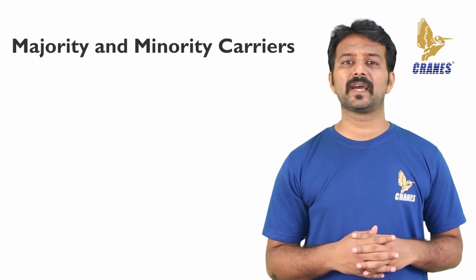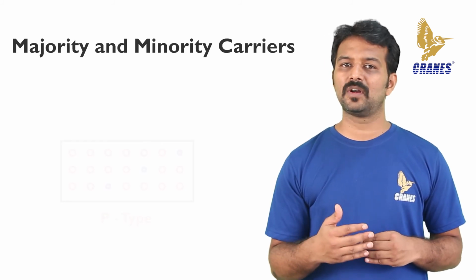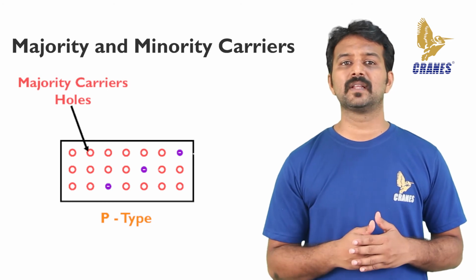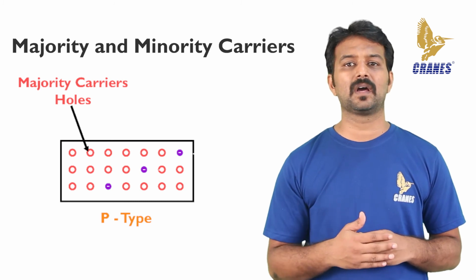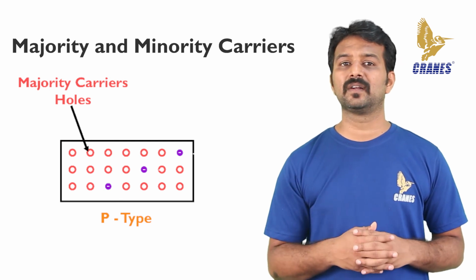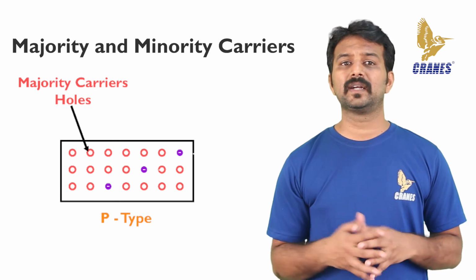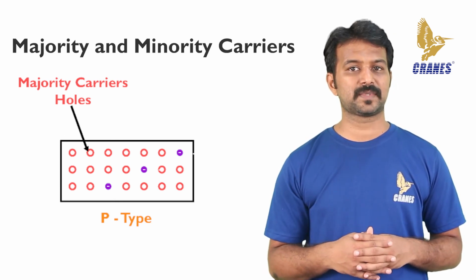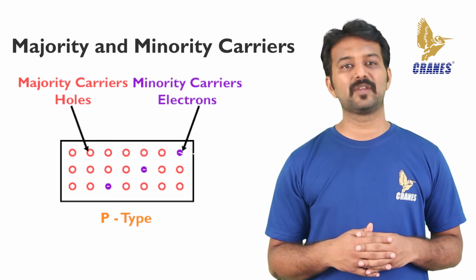Since most of the current carriers are holes, silicon doped with trivalent atoms is called a P-type semiconductor. The holes are the majority charge carriers in a P-type material. Although the majority of the current carriers in P-type material are holes, there are also a few conduction band electrons that are created when electron-hole pairs are thermally generated. These conduction band electrons are not produced by the addition of trivalent impurity atoms. The conduction band electrons in P-type material are the minority carriers.